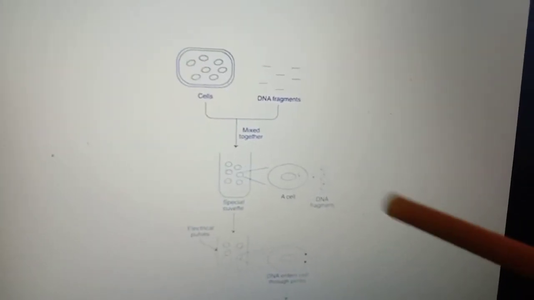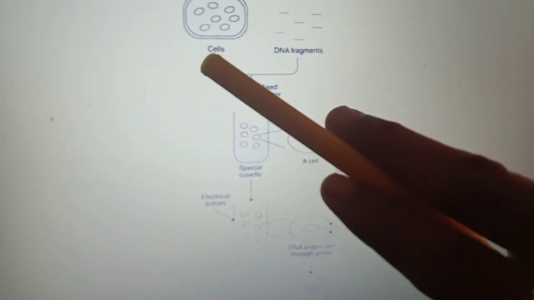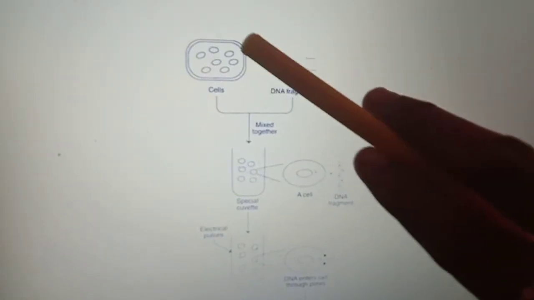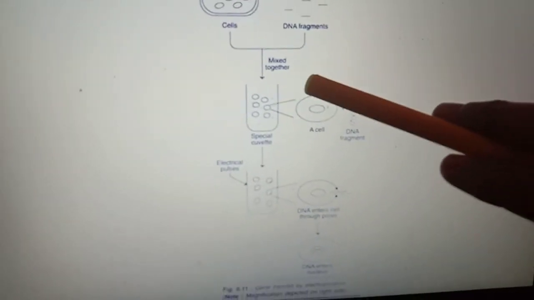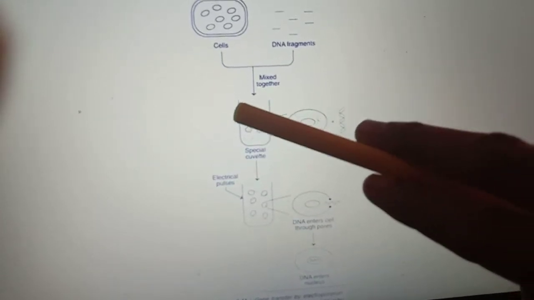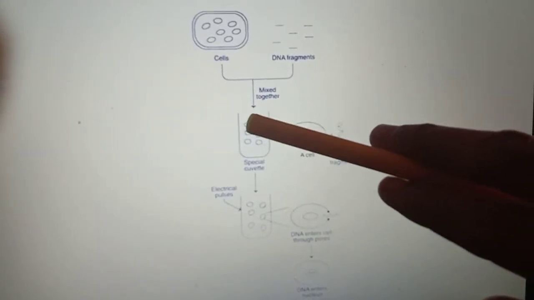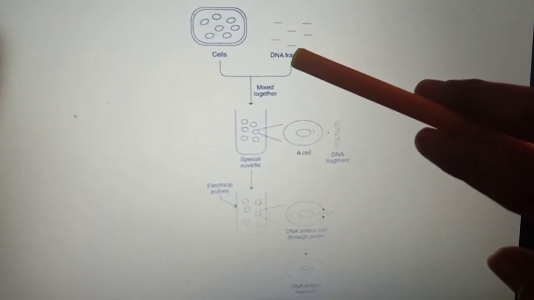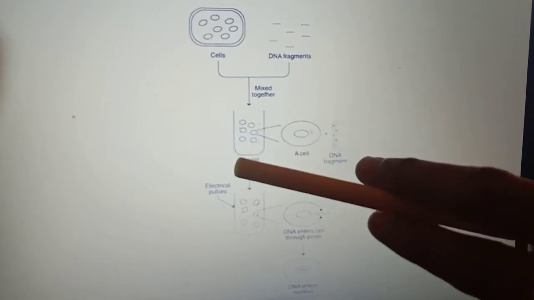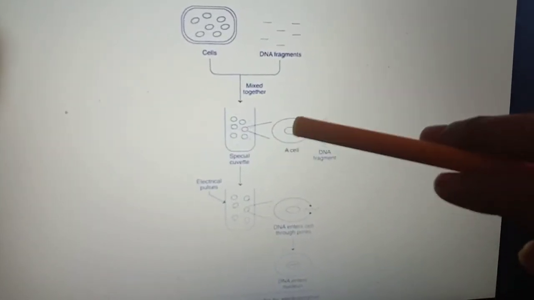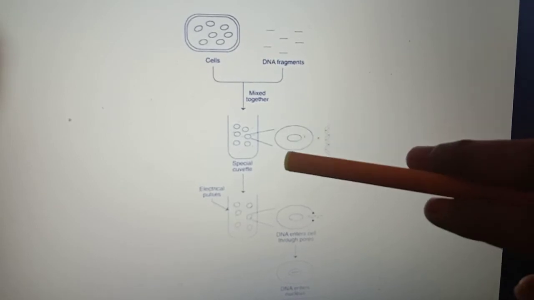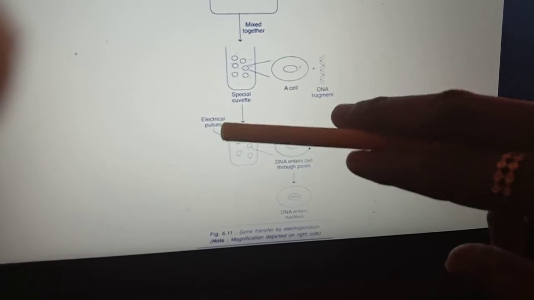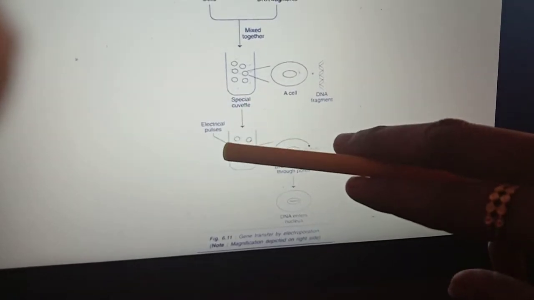You can see in this diagram, this is the cell and these are the DNA fragments, and the DNA fragments and the cells are mixed together and placed in a special cuvette. The cell mixture as well as the DNA to be transferred are mixed together and kept in a special cuvette. Then this cuvette is kept in an instrument where electric pulses will be given.